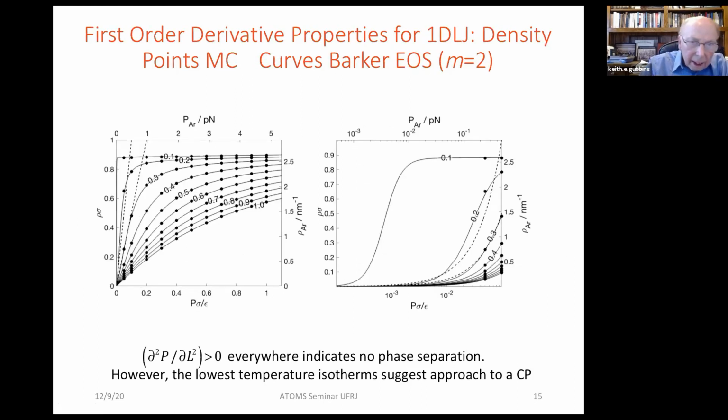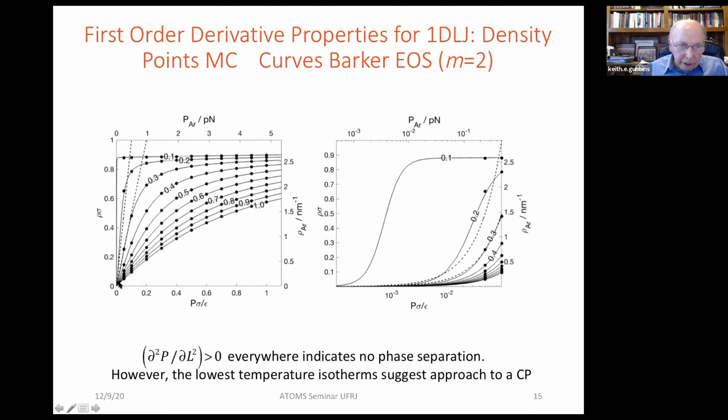This is a first order derivative property. It's the density. We're doing these simulations in the isobaric ensemble. These are densities at different temperatures plotted versus the pressure. And these dashed lines are what you would get for a one-dimensional perfect gas. Again, at very low temperature, you see this kind of funny looking right angle curve. So there are interesting things going on at low pressure and low temperature.